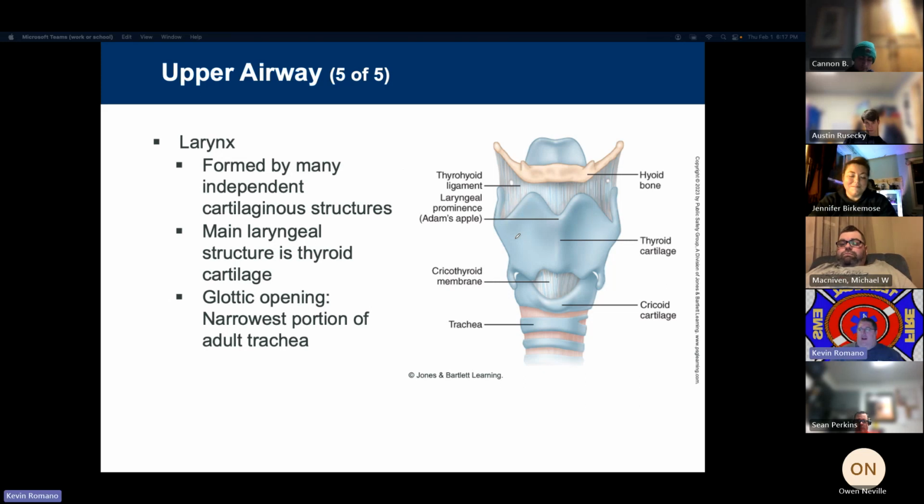So this is the larynx, formed by many independent cartilage structures. So the main laryngeal structure is the thyroid cartilage, which sits right here. This whole big area, right? The glottic opening is the narrowest portion of the adult trachea, right? The glottic opening.